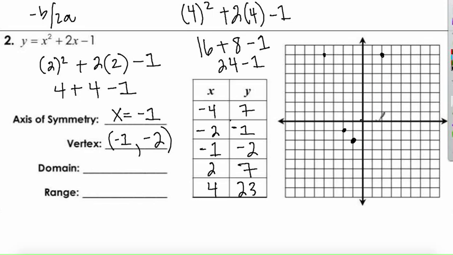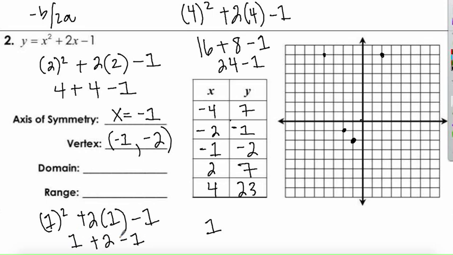So say I wanted to know what 1 is going to be, so I could plug in a 1 to find out where I could accurately put one of these points. So say I plug in 1 for x. To figure that out, I'd have 1 squared plus 2 times 1 minus 1. So that's 1 plus 2 minus 1. So that's 3 minus 1, so that would give us 2. So we've got 1, 2. And if you wanted some more points in here, you could plug in a negative 3 to find out where it's going to fall in here. So plugging in a negative 3 would give you that point.